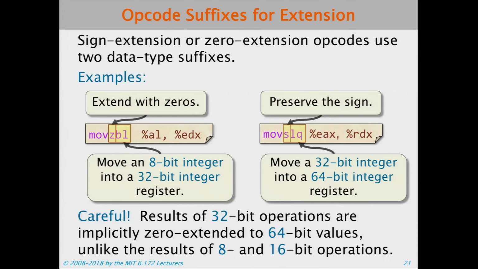Now, once again, for extension you can zero extend or sign extend, and here are two examples. In one case, moving an 8-bit integer to a 32-bit integer, zero extended versus preserving the sign.